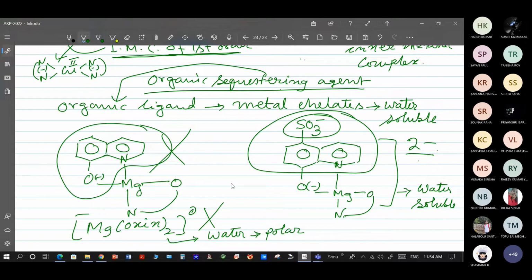But if after making the complex it is not soluble in water, it will not be said organic sequestering agent, but simply an organic ligand. So an organic ligand will be said organic sequestering agent if it forms a complex with a metal ion which is soluble in water. Then only it will be said organic sequestering agent. Okay. So this is 8-hydroxyquinoline. So this one is known as the 8-hydroxyquinoline.